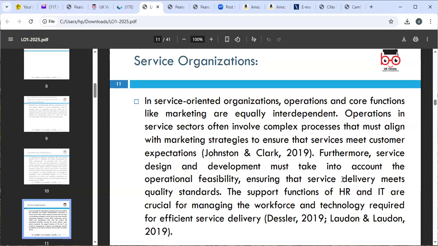I'm currently on the service. We are now considering service organizations. Now, I've clearly said that service-oriented organizations are equally interdependent. When we say interdependent, it means they equally don't exist in isolation. Operations in service sectors often involve complex processes that must align with marketing strategies to ensure that services meet customer expectations. Johnston and Clark 2019.